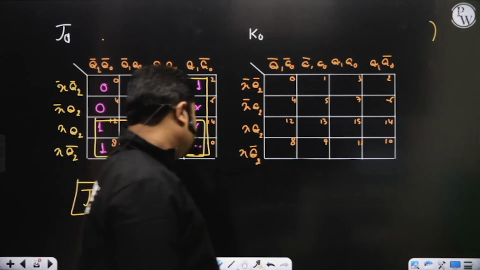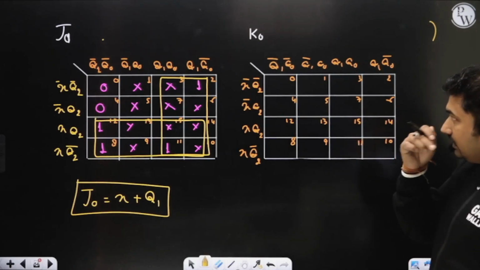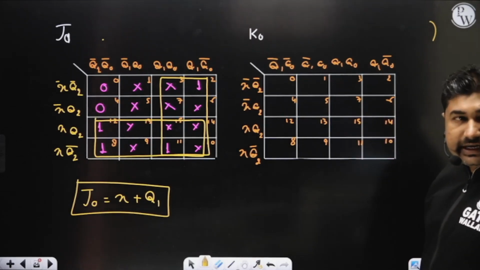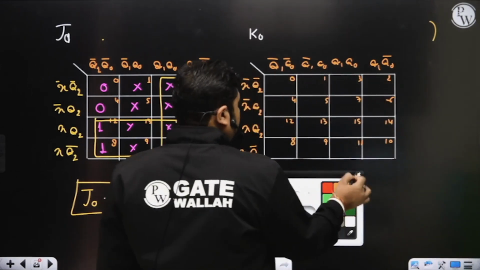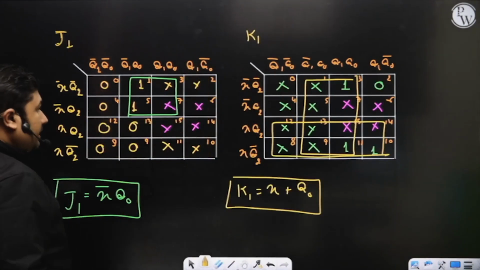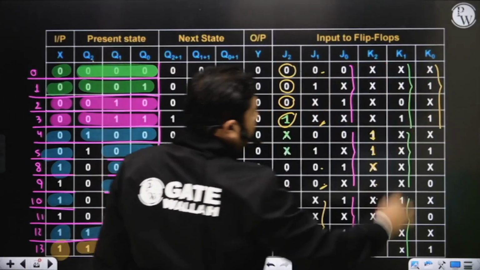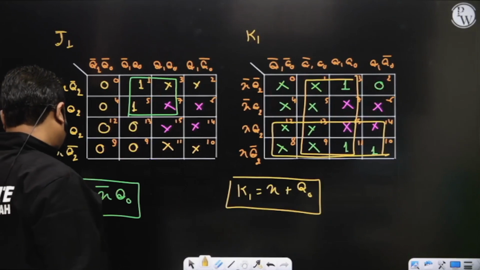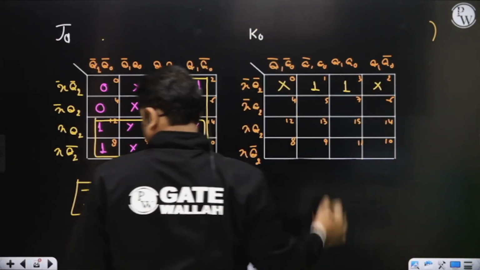Great. Now again observe here K0. For K0, again observe: don't care, 1, don't care, 1. Don't care, 1, don't care, 1. Okay.